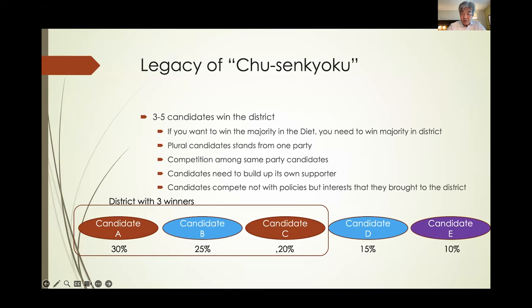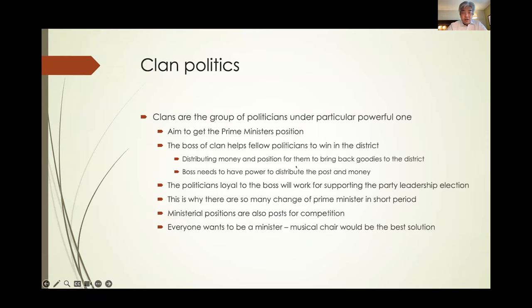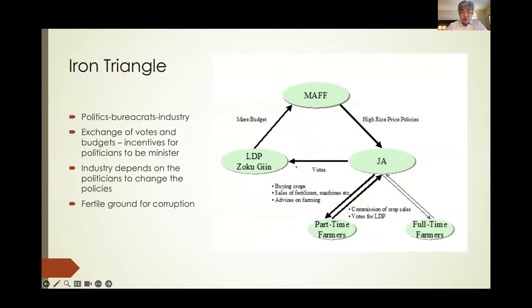So that means if you have very solid support from a group, then candidate C will have a much stronger possibility of winning the district. That means individual candidates will have a much stronger tie with a certain industrial group, or group of workers, or group of specific job segments, and this will create a very strong connection between the particular candidate and the particular industry. I think this is creating something called the iron triangle.